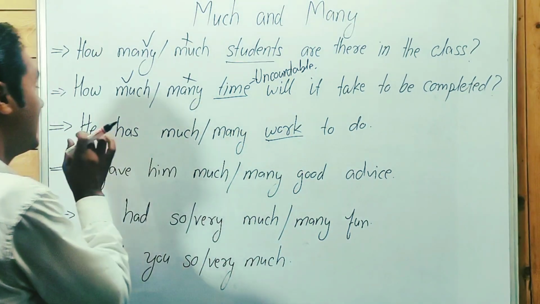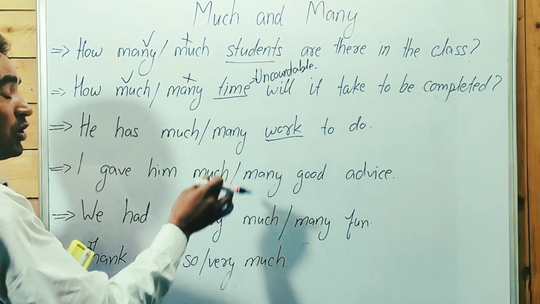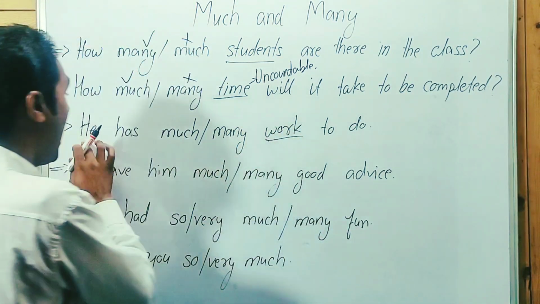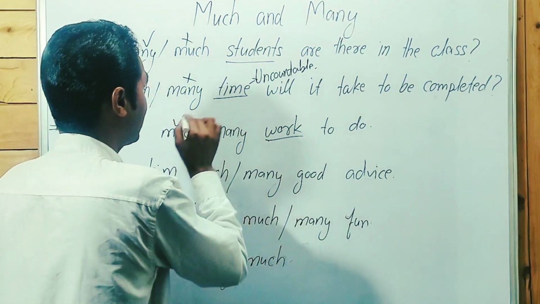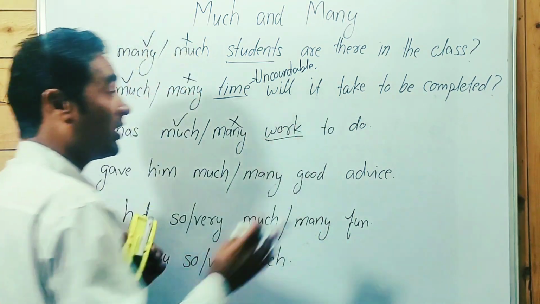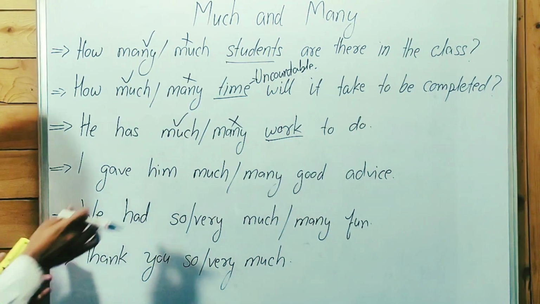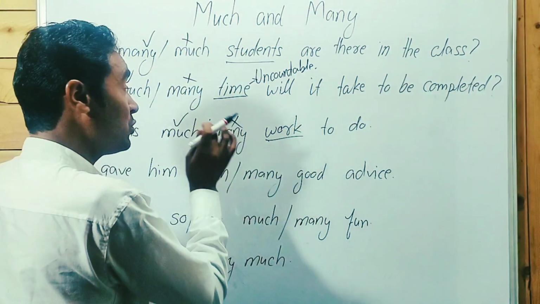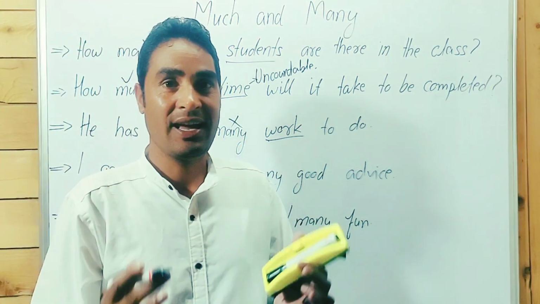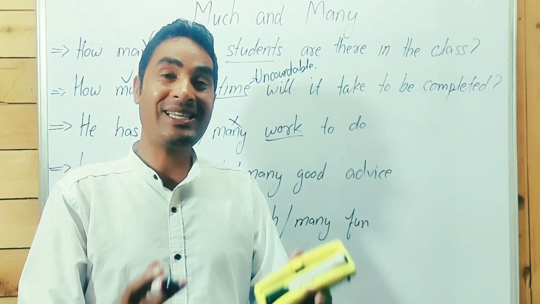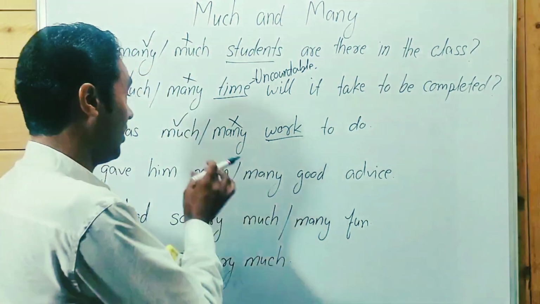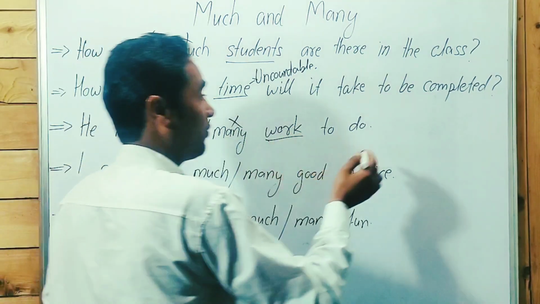We have to write work, not one work, two work. These are incorrect. He has much work to do, not many. Guys, point to be noted, if you want to use many, you can use: he has many pieces of work to do. You can write many pieces of work.